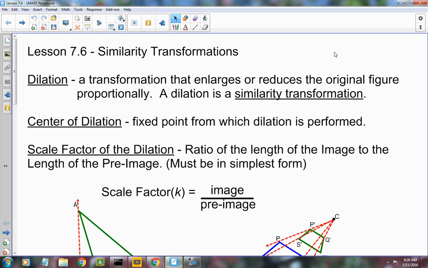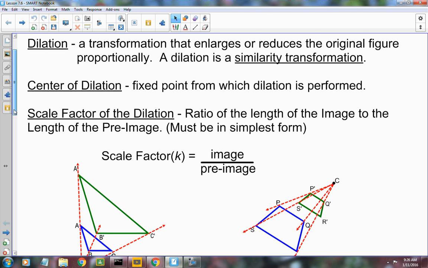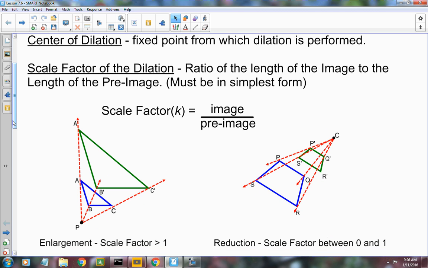The center of dilation is the fixed point from which the dilation is performed. So I've got an example of two dilations, one where it's a reduction, one where it's an enlargement. This point P and point C here, that's called my center of dilation, and that's the fixed point from which the dilation is performed. Not a huge deal for what we're going to do, because we're not going to actually construct these, but we will talk a little bit more about that in just a second.